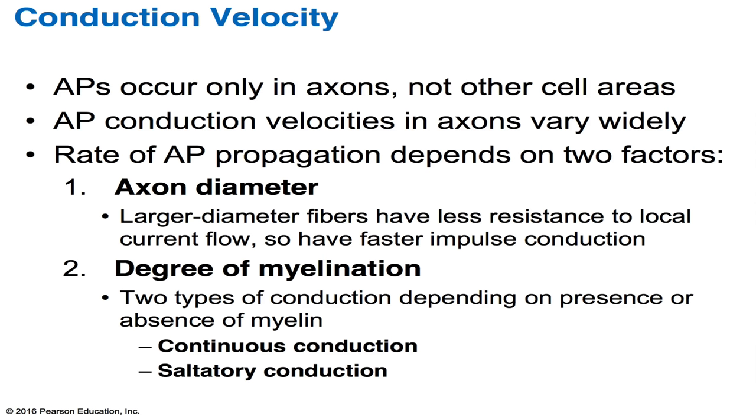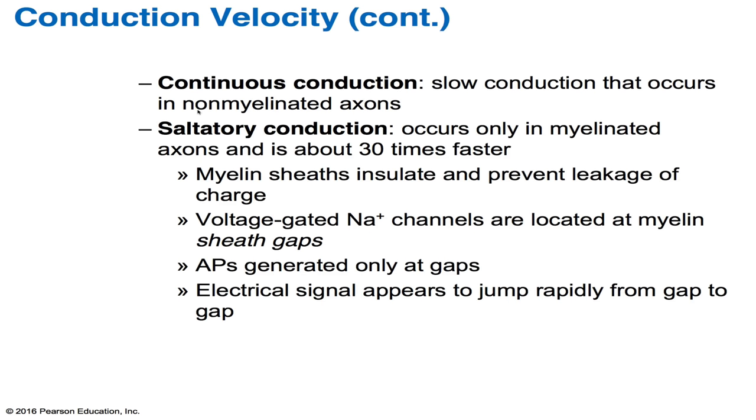For the degree of myelination, we have two types of conduction, depending on the presence or absence of myelin. We have continuous conduction and saltatory conduction, and we're going to be looking at both of these in the next few slides. In continuous conduction, we're looking at non-myelinated axons, and it's going to be slow conduction. Keep in mind that action potentials propagate because they get regenerated by the voltage-gated channels in the membrane.